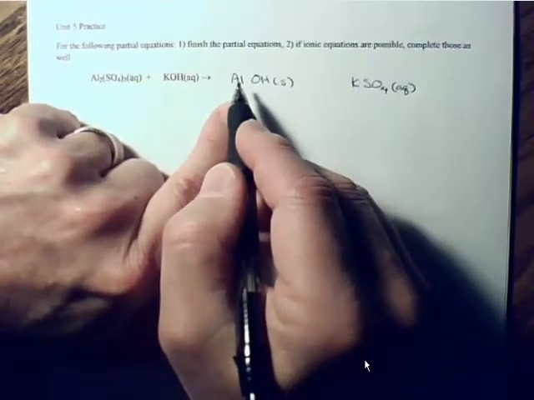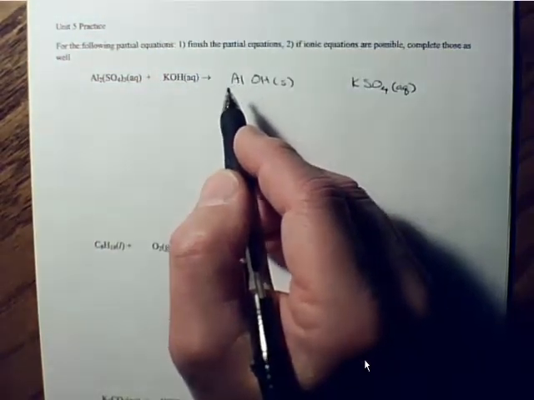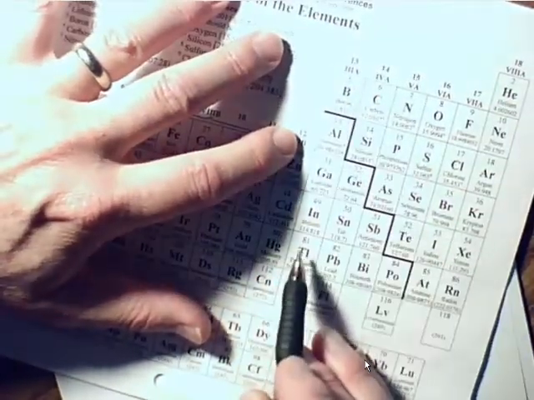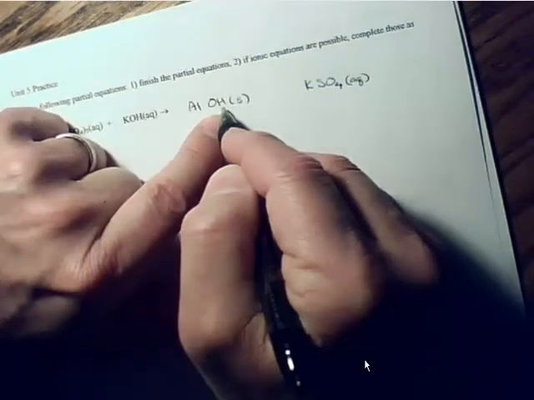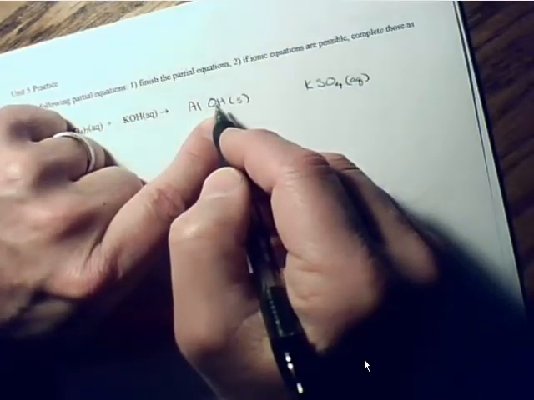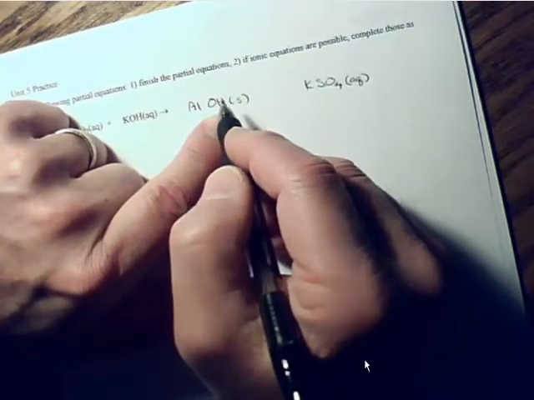Aluminum has a 3+ charge. It's in column 3A, I believe it is, on the periodic table. Okay, let's look and see. 3A is correct. So it's right here, 3A. All these elements right here have a 3+ charge when they're in a compound like this, binary and other compounds like this. And aluminum is always 3+. There's no exceptions for aluminum. Hydroxide is always 1 negative. That's one of those you're supposed to memorize.